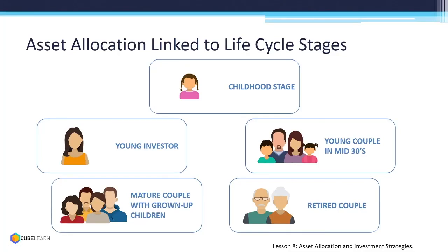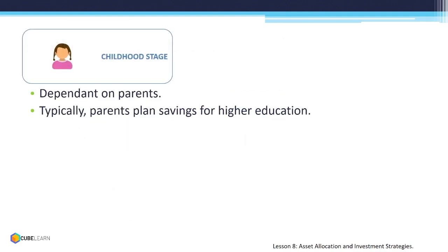Earlier, we had mentioned asset allocation is linked to life cycle stages and financial goals. Let us explore the various life cycle stages for an individual. Childhood stage, the first stage. The individual is dependent on parents.